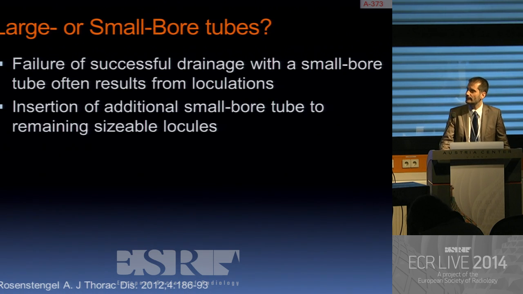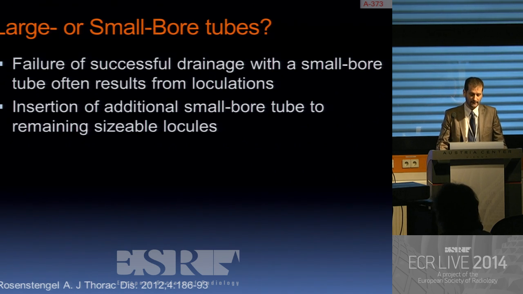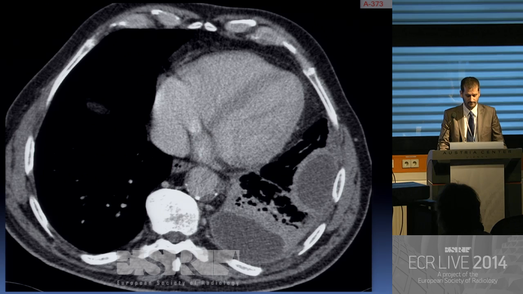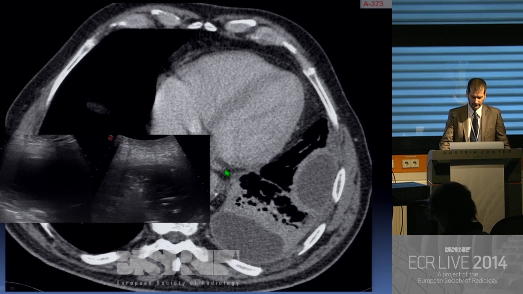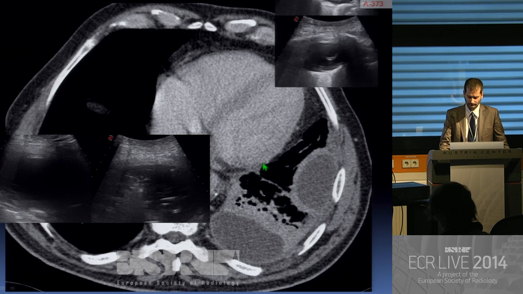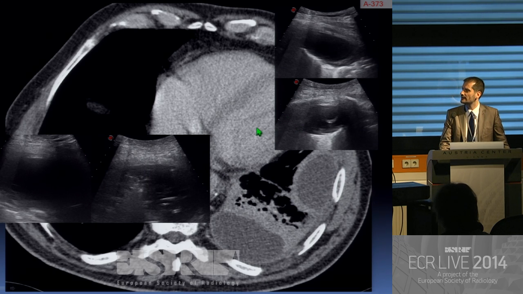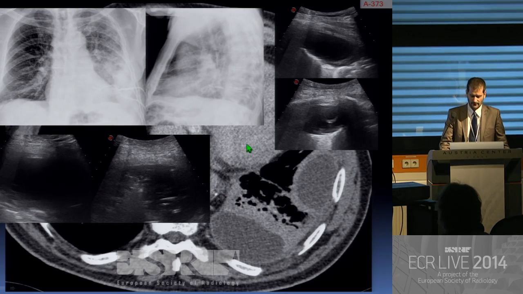The main cause of failure of successful drainage with a small bore tube is the presence of loculations. And you can resolve this by inserting an additional small bore tube in the remaining locules. This is an example of a patient with an empyema treated with a large bore tube with a poor outcome. There were 2 loculations, one posterior and another lateral, and we inserted 2 different drainages in each of them using ultrasound guidance, as you can see here in these images. In cases of pleural effusion, I prefer to use ultrasound guidance.